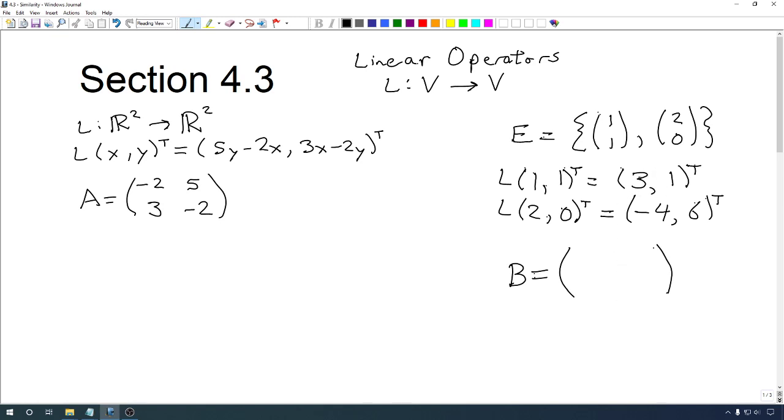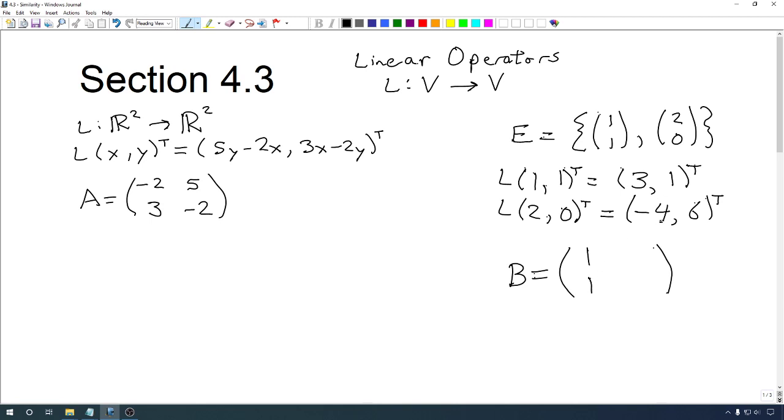So let's think about how this is built up out of 1, 1 and 2, 0. Well, actually, this one's pretty easy to figure out. If we just add 1, 1 to 2, 0, we get 3, 1. And that's exactly what we wanted. So the coefficients that we used in that case were 1 and 1. That is our first column, 1, 1.